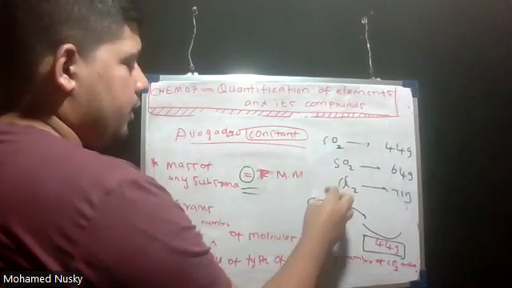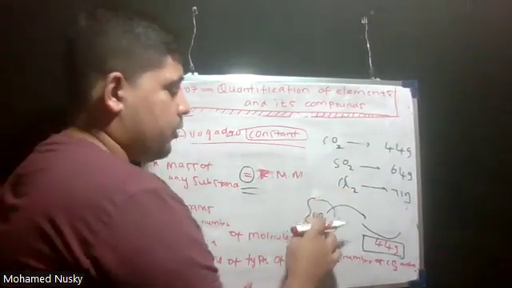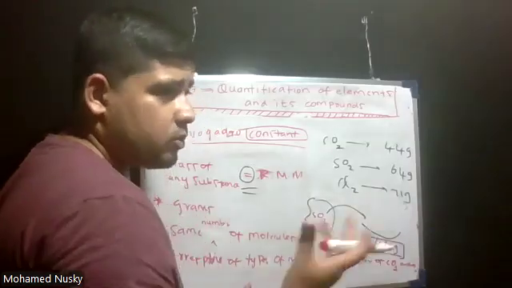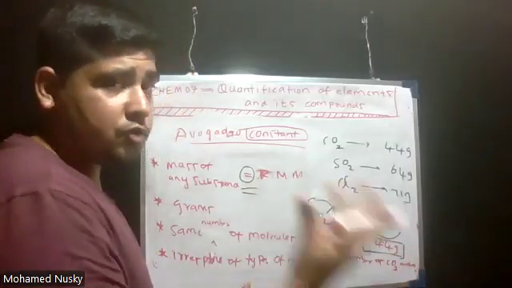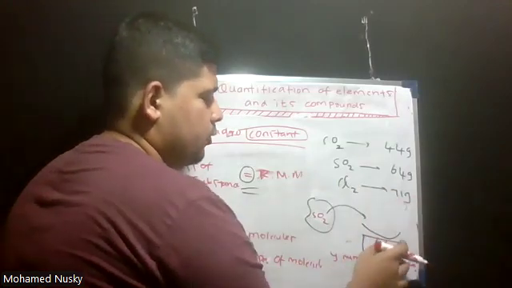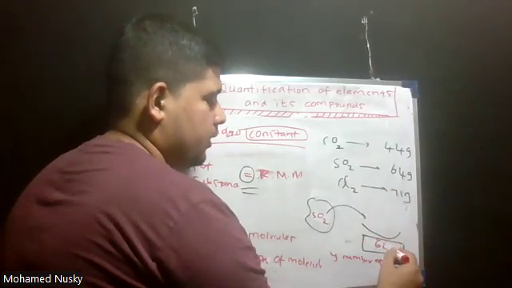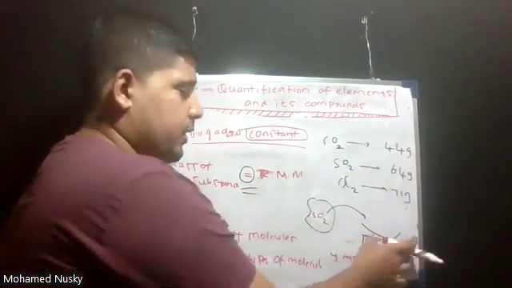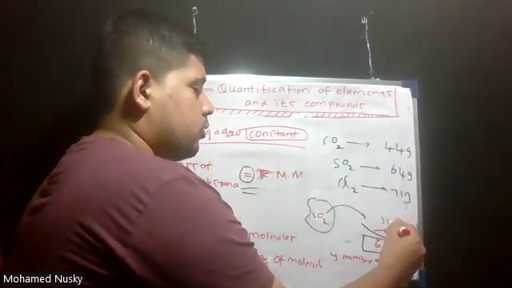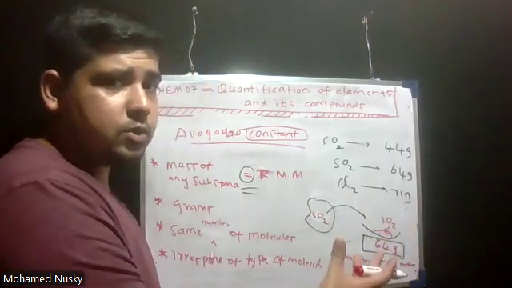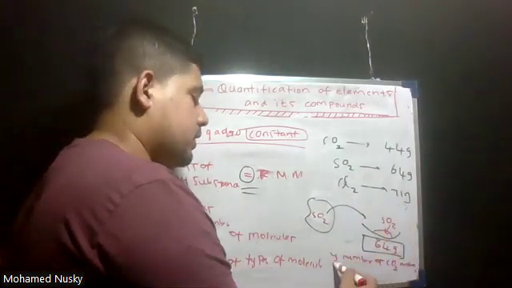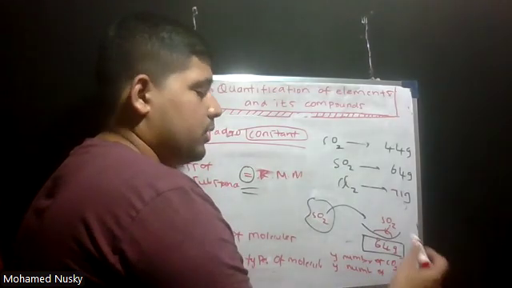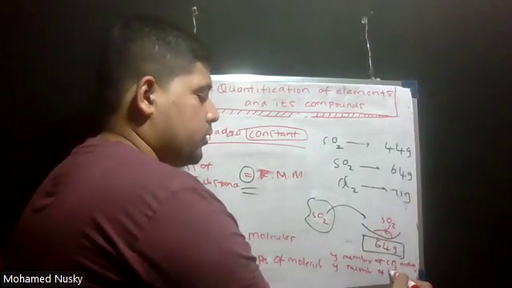Likewise, I'm going to take a certain mass of SO2. What is the mass of SO2? That is equal to 64 grams. This 64 grams of SO2 will have a certain number of molecules, the same Y number, sorry, not atoms. Y number of SO2 molecules.